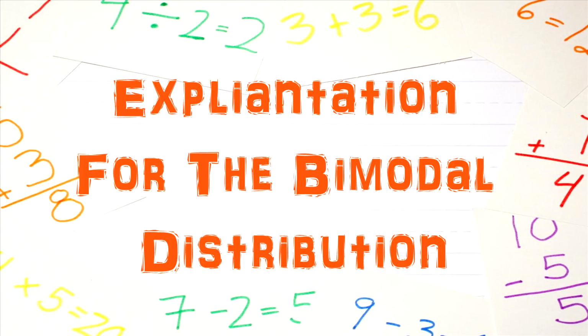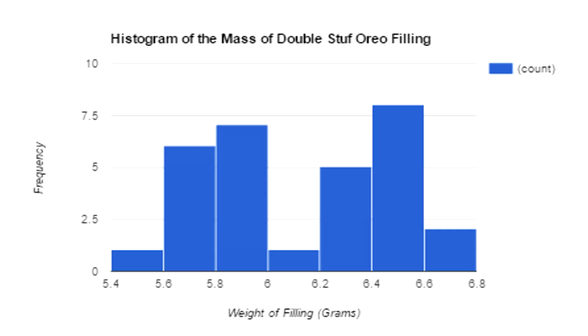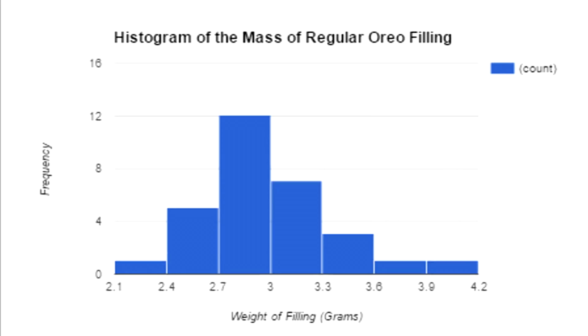The possible explanation for the bimodal distribution of the graph is because 3 big packs of double stuffed Oreos were bought in one store, while another 3 packs were bought from the other store. Meanwhile, there's a unimodal distribution for the regular Oreo fillings because multiple 6-packs were bought from several locations because they are more widely available.